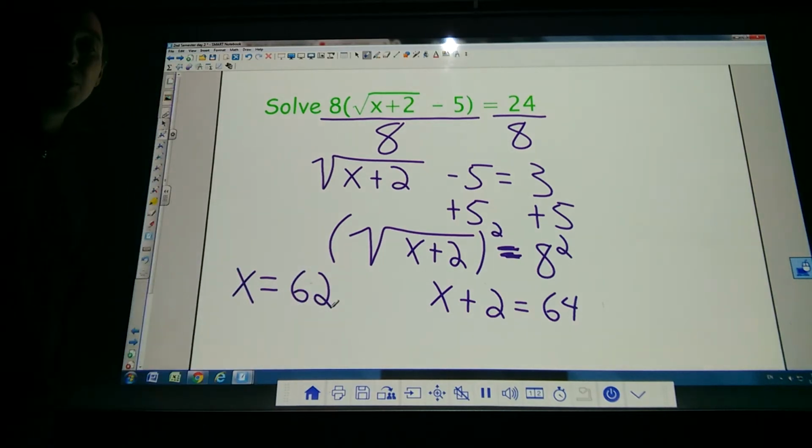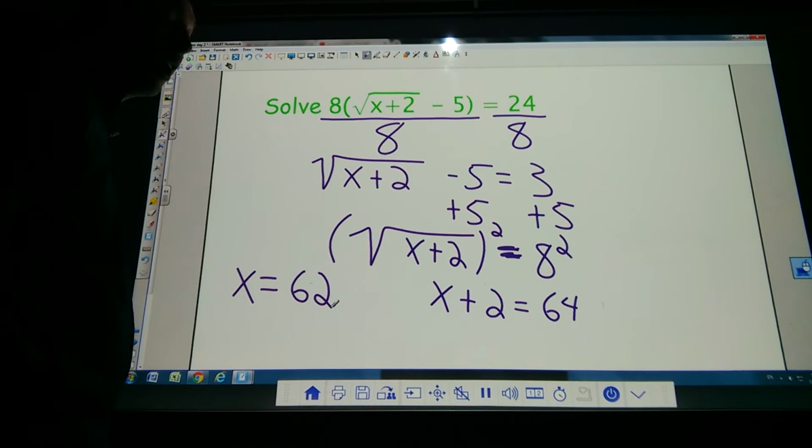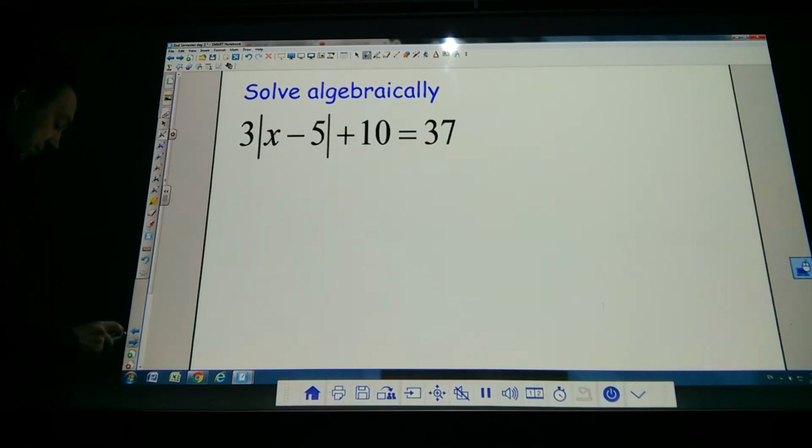It's going to take a little bit of practice to get good at these. No step is crazy, but yeah, there's a lot of steps, and which one do you do first? Let's try another one.